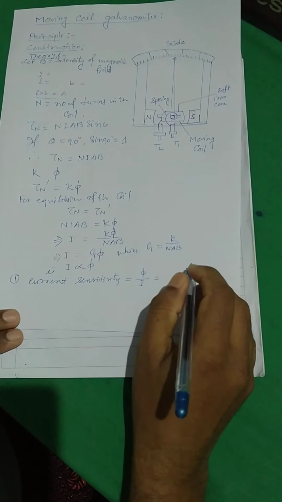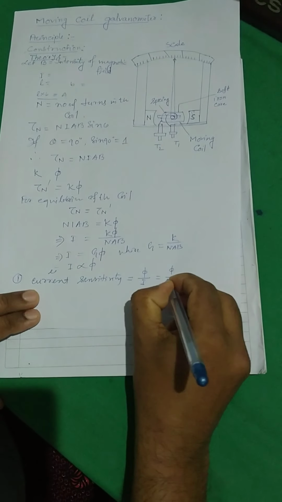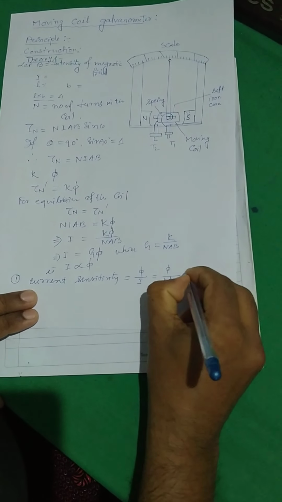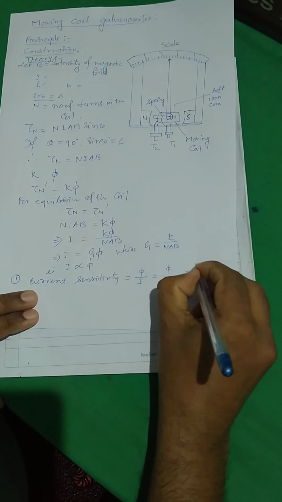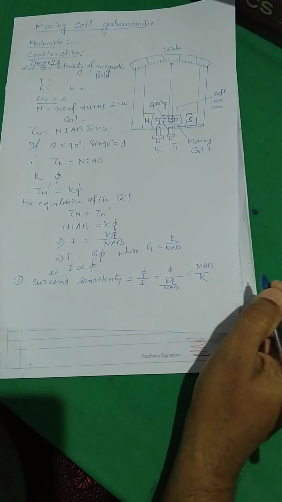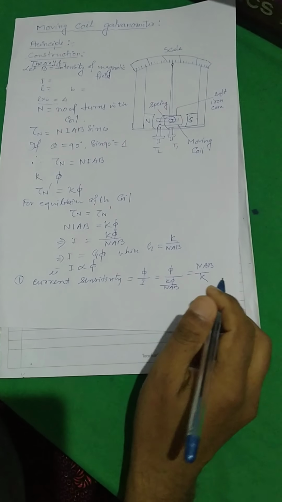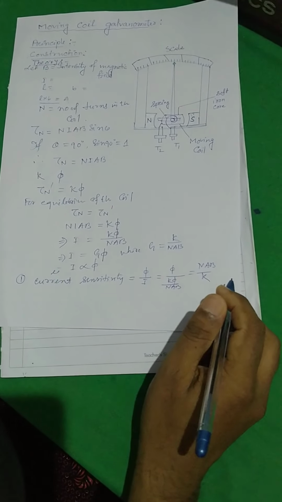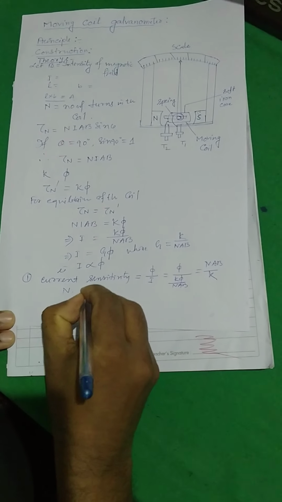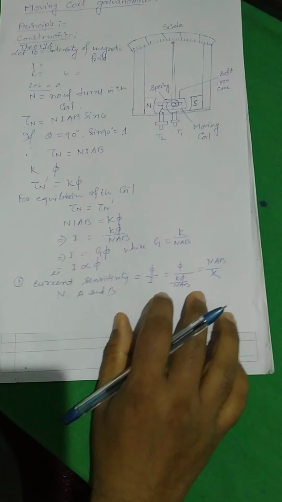If you put the value of I, K phi by NAB, it is equal to NAB by K. Thus, higher sensitivity is achieved by increasing N, A, and B and decreasing K.